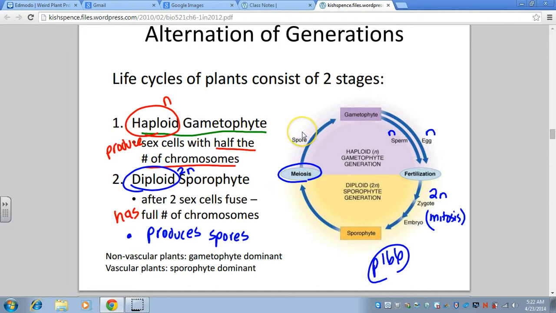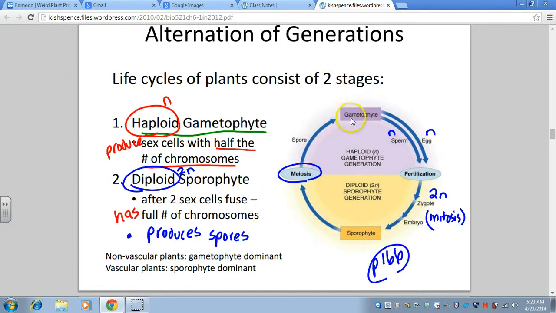Probably the easiest way to keep track of which is which is that the first part of the name refers to what that life form is going to make. So the gametophyte makes gametes, and that means sex cells, so egg and sperm. The sporophyte is going to produce spores, and phyte means plant. So the gametophyte is the plant form that produces gametes, and the sporophyte is the plant form that produces spores.